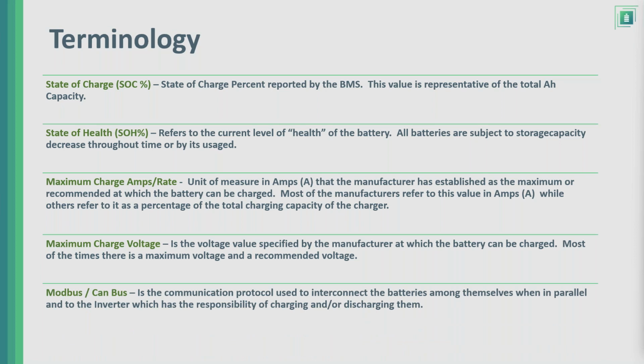And last but not least, there are two concepts or terms that have to be in our minds. The communication that is going on between the battery or battery bank and the inverter, or maybe the whole system, is based on two specific languages, if I may. The first one is Modbus, and I will go into a little more detail about it, and the other one is CAN bus.